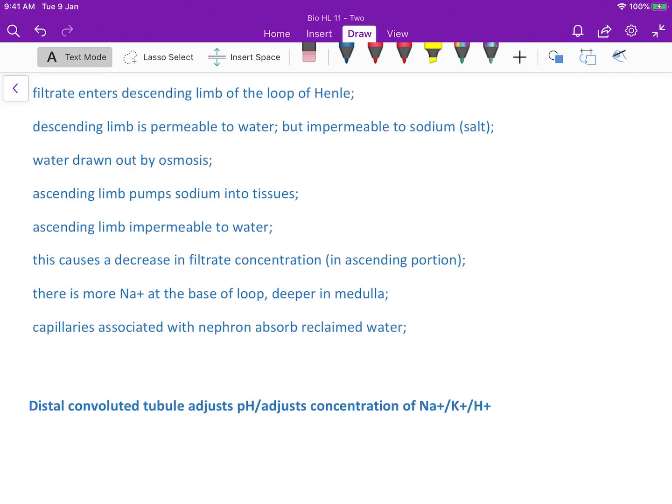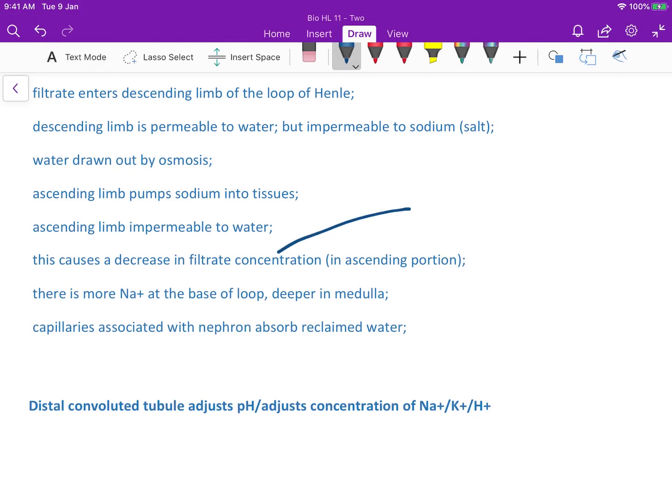So final review with the flashcards. We said that the filtrate entered the descending limb of the loop of Henle, which was only permeable to water but impermeable to salt, and therefore water would be drawn out by osmosis. In the ascending limb, there were pumps through active transport to pump sodium into the tissues of the medulla, but it was impermeable to water. And that, in the end, leads to a decrease in the filtrate concentration.